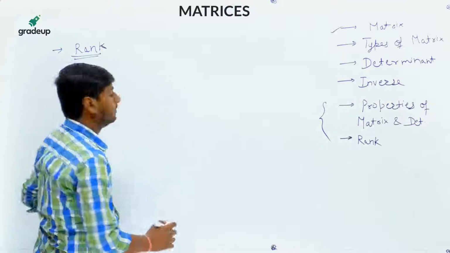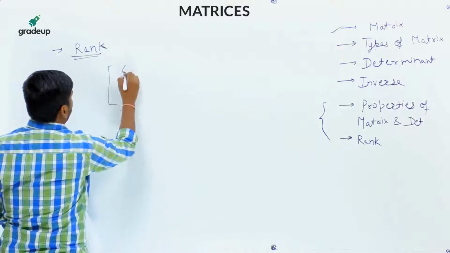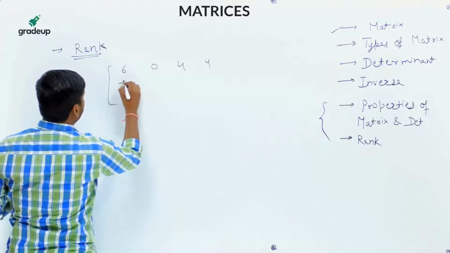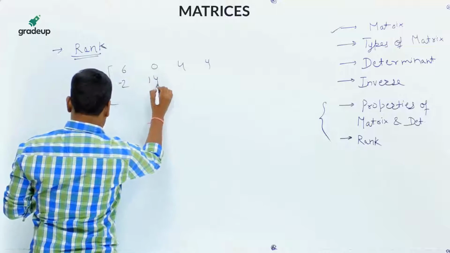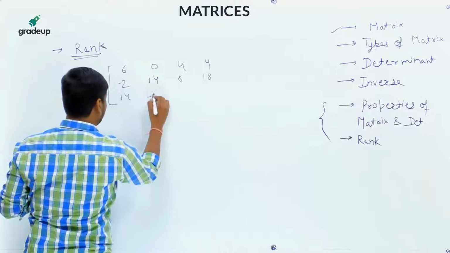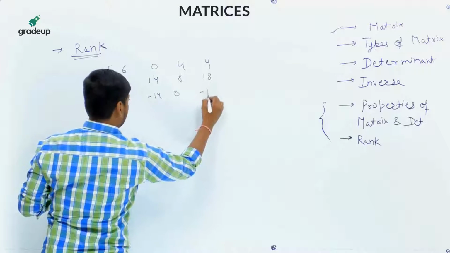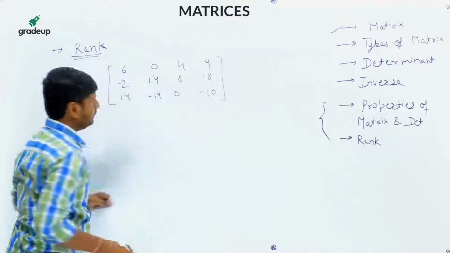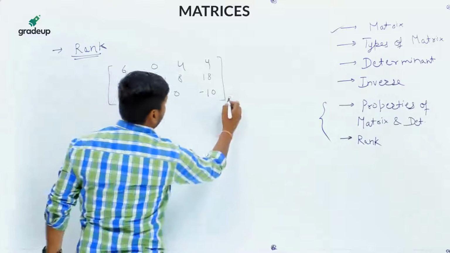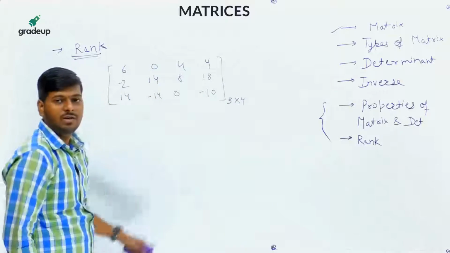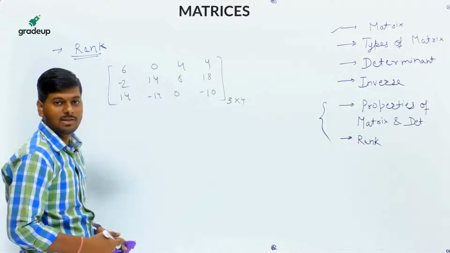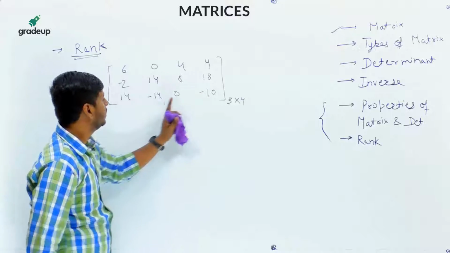So let me take one more example. 6, 0, 4, 4, minus 2, 14, 8, 18, 14, minus 14, 0 and minus 10. This is a matrix of 3 into 4. So we can't get a minor of order 4 here, because a 4 into 4 matrix is not present in this. So we get only 3 cross 3 matrices.